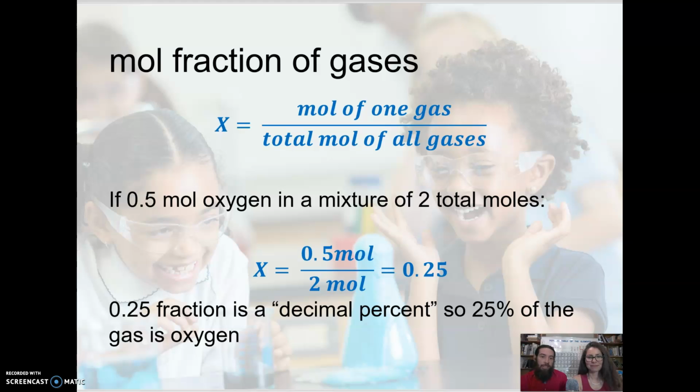We leave it as a decimal, but we could figure out the percent simply by multiplying by 100. So in this example, we have half a mole of oxygen in a mixture where the total amount of all the gases is 2 moles. So the 0.5 divided by 2 is 0.25. That's the mole fraction of the oxygen in this mixture.